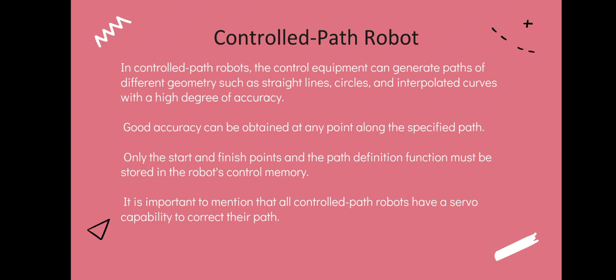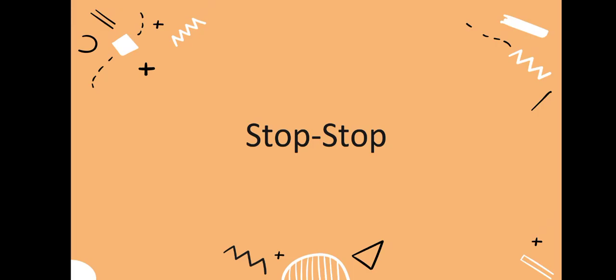In controlled path robots, the controlled equipment can generate paths of different geometry such as straight lines, circles, and interpolated curves with a high degree of accuracy. Good accuracy can be obtained at any point along the specified path. Only the start and finish points and the path definition function must be stored in the robot's control memory. It is important to mention that all controlled path robots have a servo capability to correct their path.